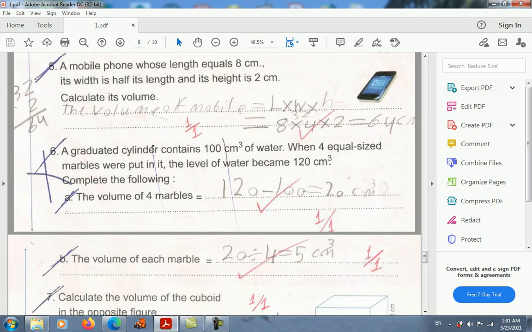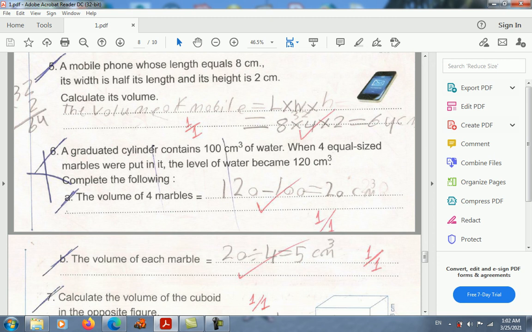5. A mobile phone whose length equals 8 cm, its width is half its length, and its height is 2 cm. Calculate its volume. So the problem is how to get the width, but it's not a problem. It's given that the width is half its length, so we take half of 8. So 8 divided by 2 equals 4, so the width equals 4.